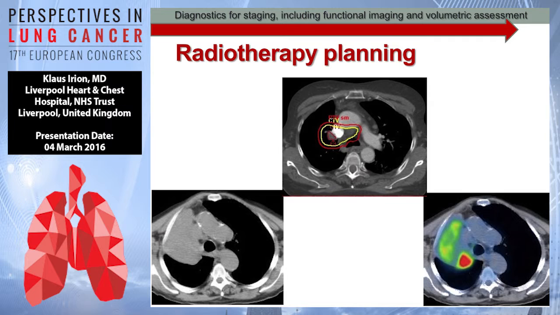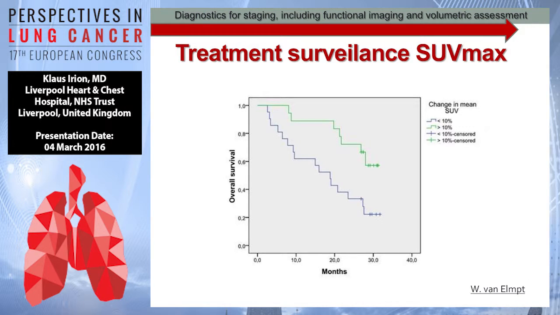So as anything in medicine, it is not black and white. It's always a shade of gray. But it helps a lot if you want to do radiotherapy planning. It also helps to decide in the early phase of your treatment if this patient is responding to that treatment or not. If the SUV of a lesion has decreased by less than 10, probably the survival will not be as good as if the SUV has decreased by more than 10 after starting the chemotherapy treatment.